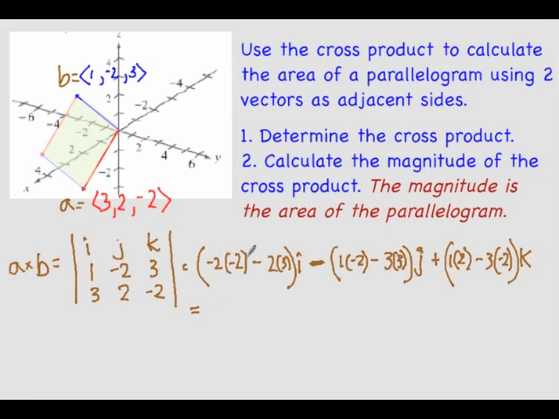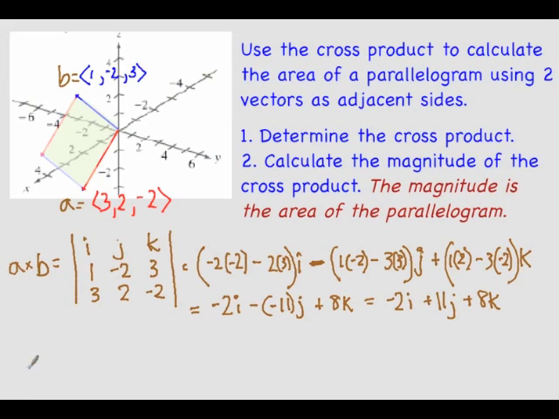All right, so I can see here, this is 4 minus 6, so that's -2i, minus -2 minus 9 is -11j, right? Plus 2 plus 6 is 8k. So that's going to yield a perpendicular vector, -2i plus 11j plus 8k. So we just calculated the cross product.